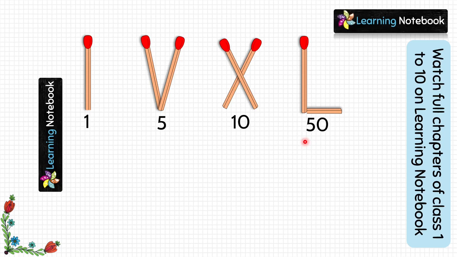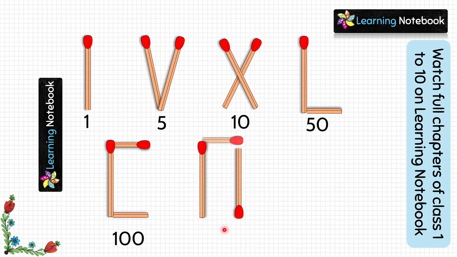Now take one full matchstick and two half matchsticks and arrange them in the form of letter C. This Roman symbol C represents number 100. Now take two full matchsticks and two half matchsticks and arrange them in the form of letter D. This Roman symbol will represent number 500.